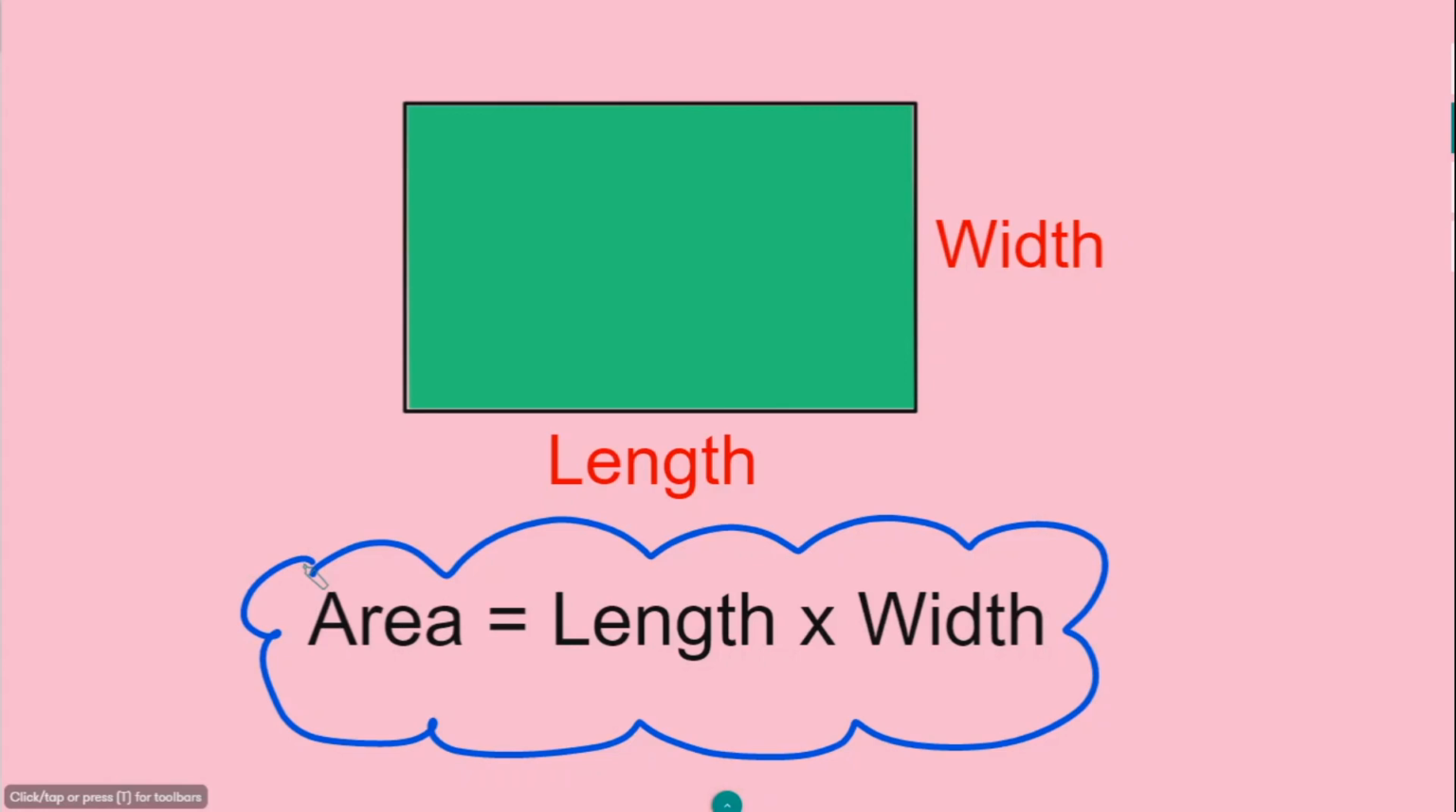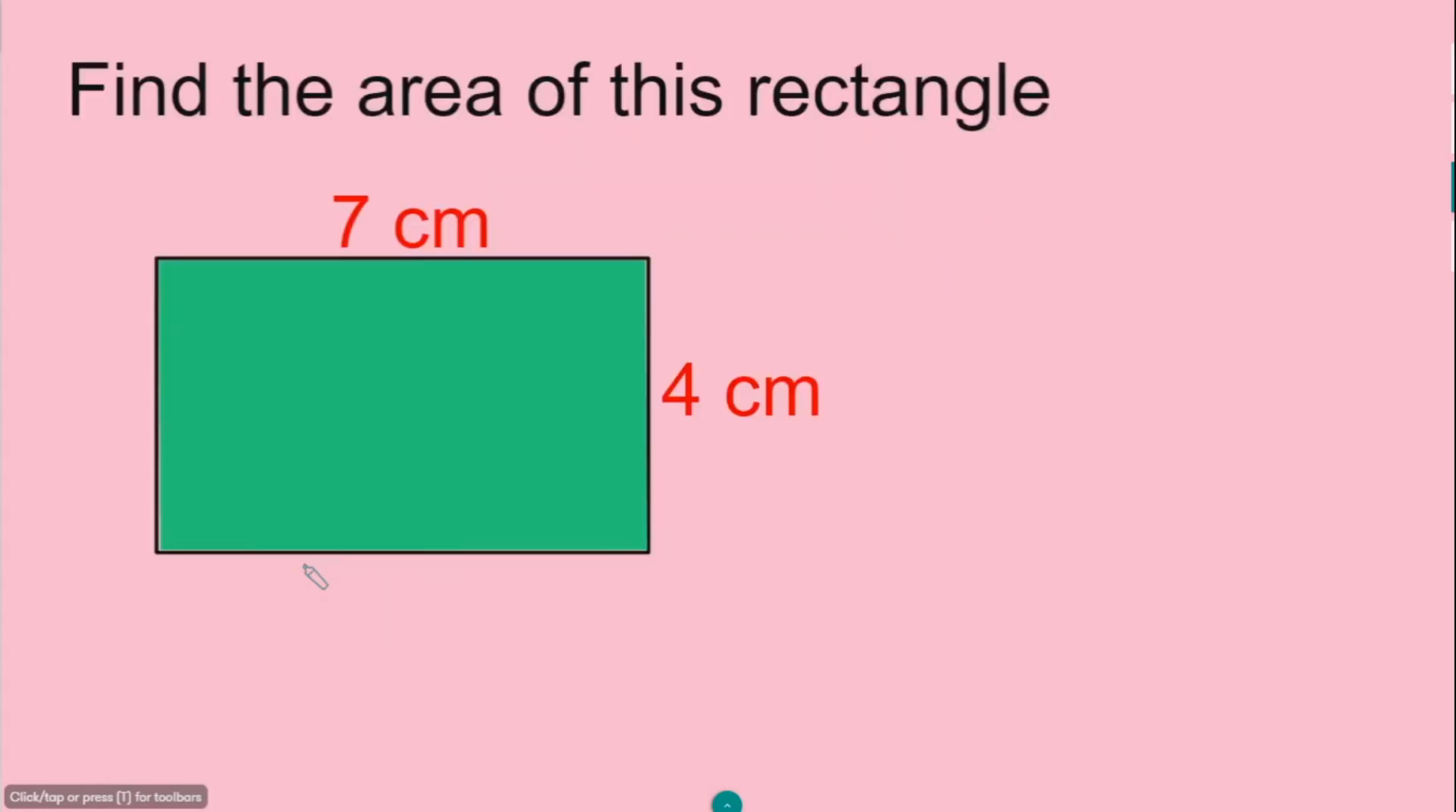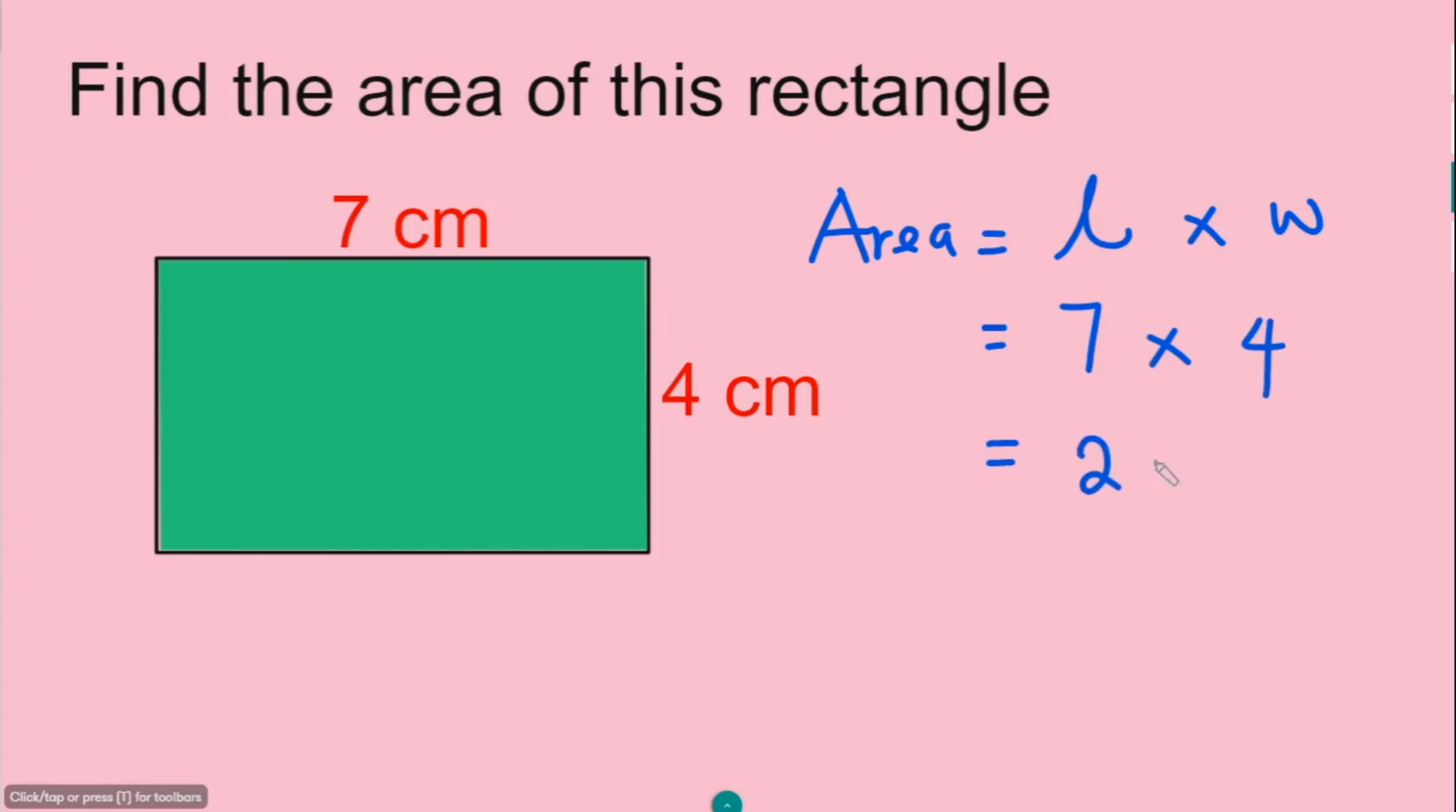I want you to remember this formula, it is very important. So let's move to a real question. Here we have a rectangle and we need to find the area. The rectangle has a length of 7 and a width of 4. So the area of this shape is the length, represented by L, times W, the width. The length is 7 centimeters and the width is 4 centimeters, and if you multiply this, you get 28 centimeters squared.